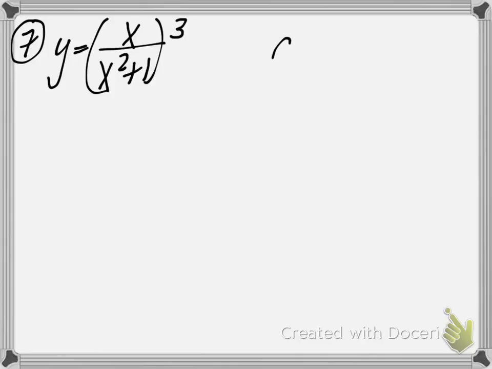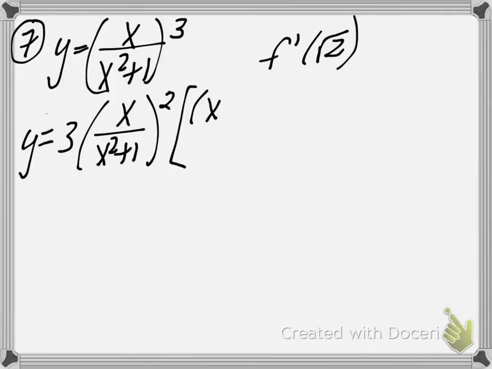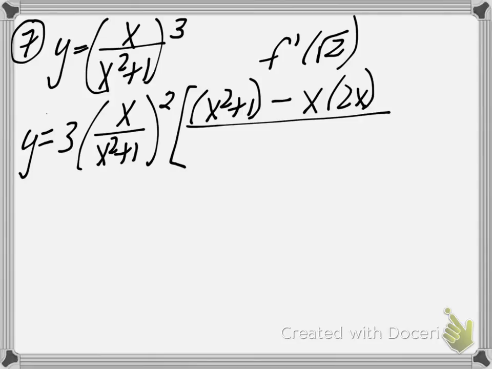Okay, so this is f prime of radical 2. So again, first we're going to find the derivative, and then we're going to substitute in radical 2. So this is definitely a chain rule. Bring down the 3. Keep the inside. 3 minus 1 is 2. Now you need the derivative of the inside, which is a quotient rule. Bottom times the derivative of the top, which is 1, minus the top times the derivative of the bottom, all over the bottom squared.